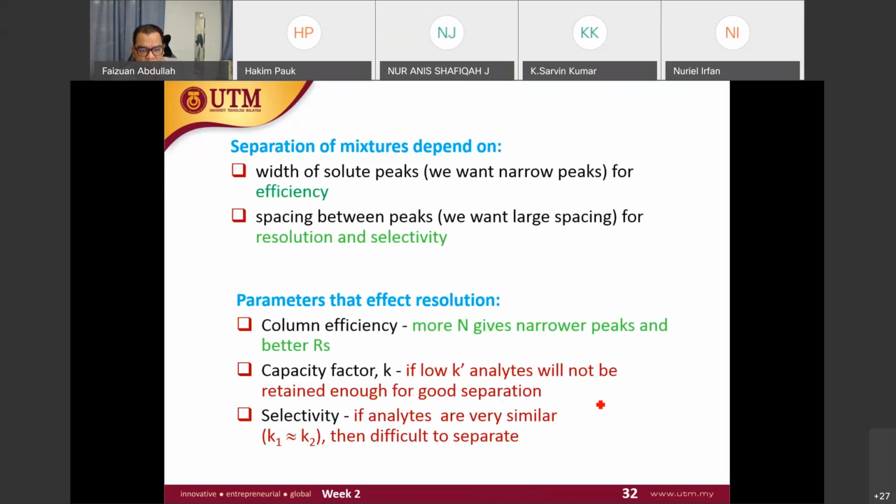Parameters that affect the resolution: the column efficiency, where more N gives narrower peaks and better RS. The capacity factor K: if K is low, analytes will not be retained enough for good separation. And selectivity: if analytes are very similar, K1 almost equal to K2, then it is difficult to separate.